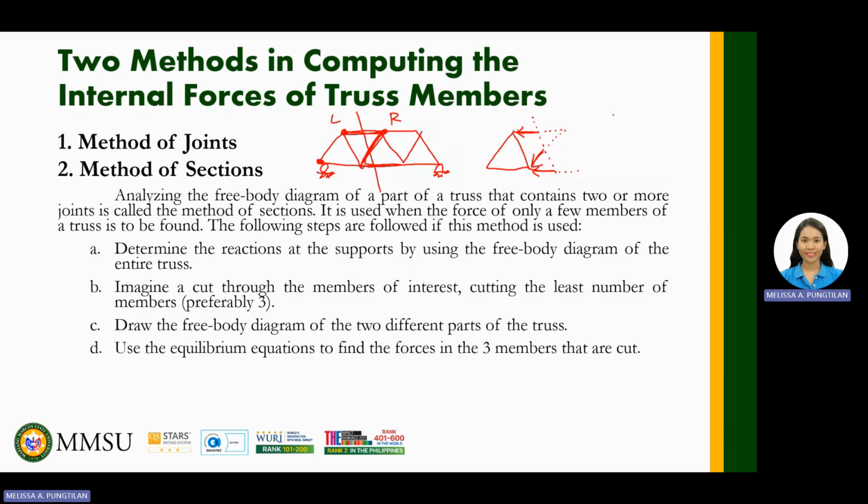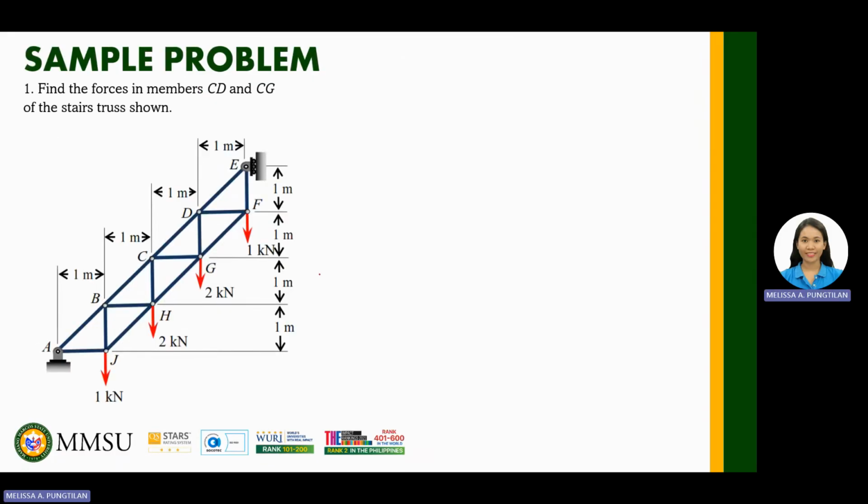So now we apply the equations of equilibrium, which are the summation of forces in x and the summation of forces in y equal to 0, and then the summation of moment. Unlike in the first method, the method of joints, where we only use the first two, in the method of sections we can now utilize the summation of moment. So those are the steps that we need to follow in order to apply the method of sections. Okay, let's proceed to the first example.